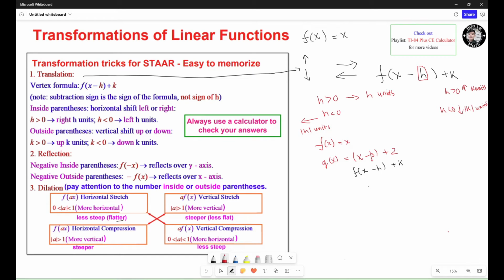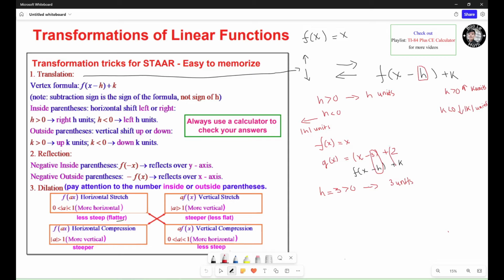Alright, so h right here is going to equal 3. H is not negative 3. A lot of students make this mistake, so keep that in mind. If you see the negative sign right here, you need to switch the sign. H becomes positive if you see the negative sign right here. H becomes negative if you see the plus sign right here. H equals 3, greater than 0, so the graph moves to the right 3 units.